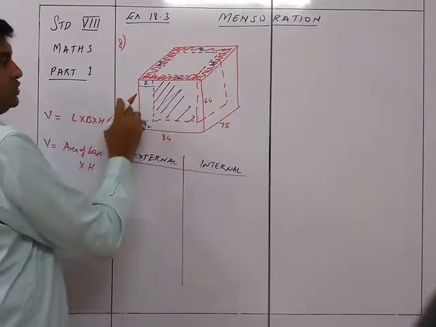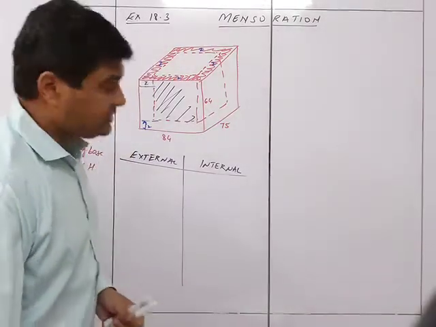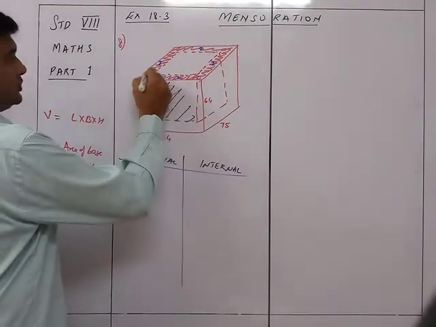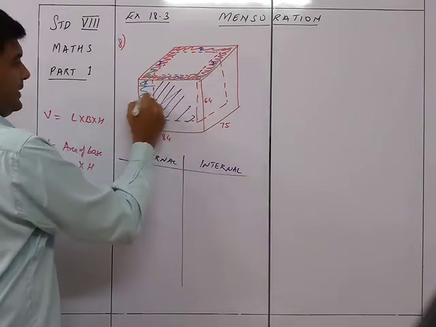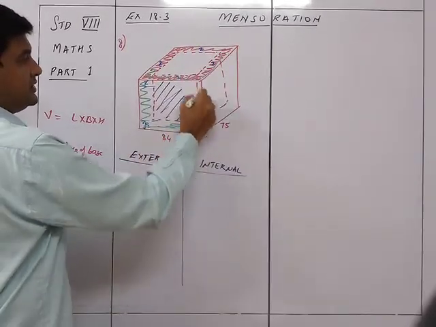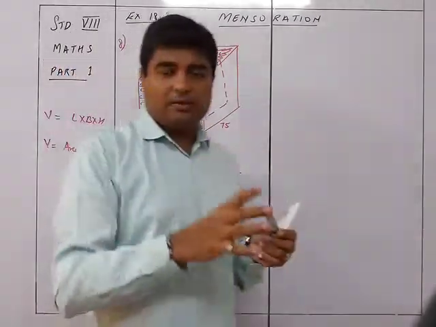Whereas the wooden part is this part. This complete thing is the wooden part. This is all the wooden part. Okay, the outside part, that is the wooden part.